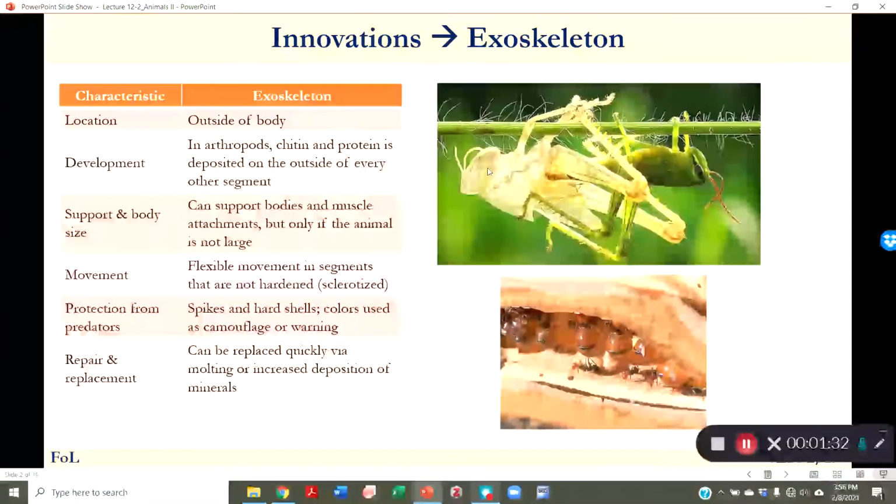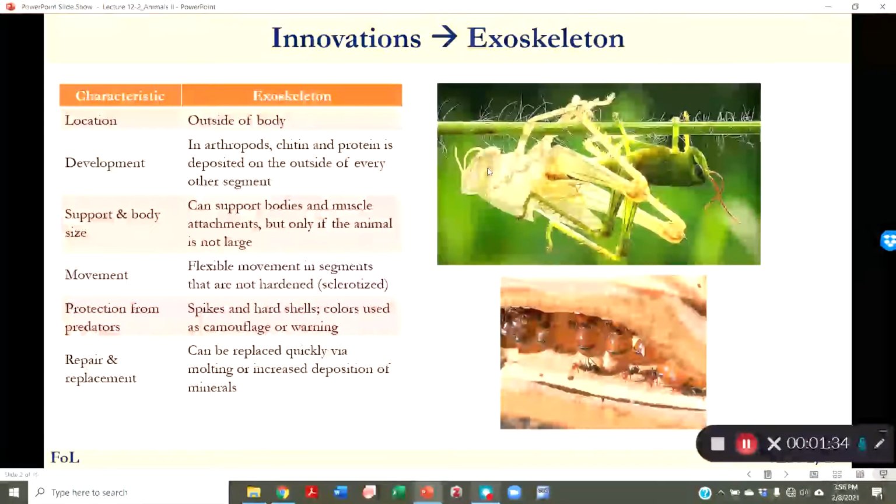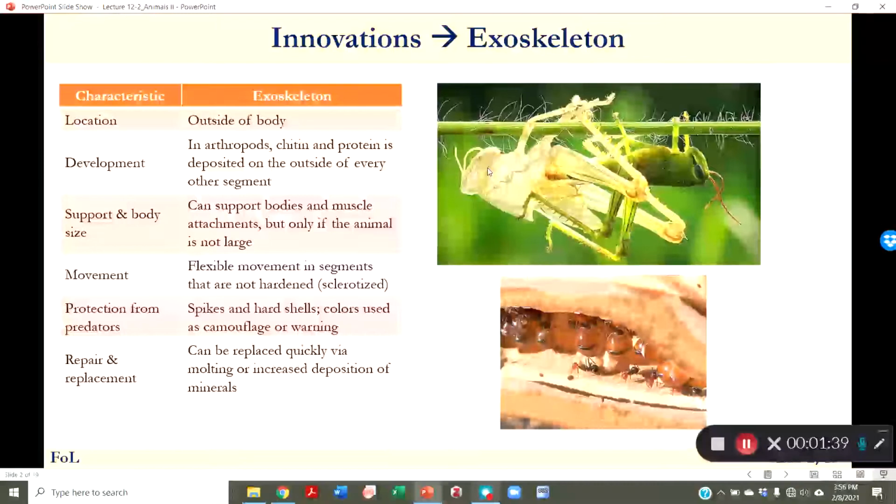Then we can get to movement. There's flexible movement allowed because those hardened segments of the exoskeleton only happen every other segment. It's called sclerotization when you have the hardened part.